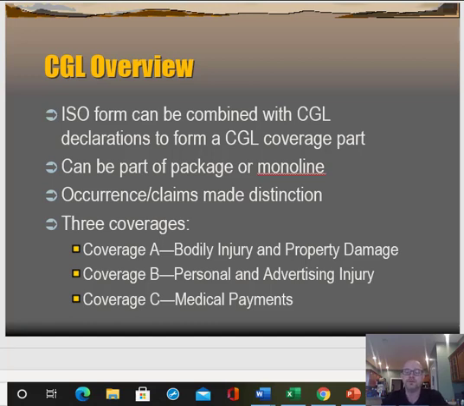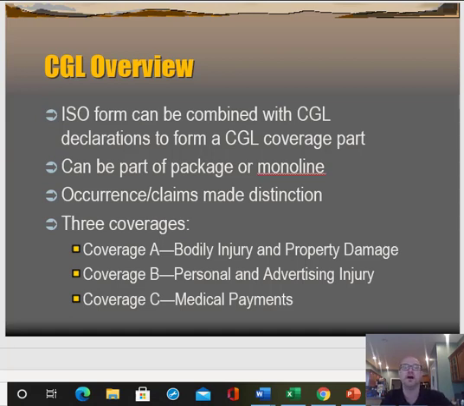All right, so where we left off in the last lecture was talking about the CGL, Commercial General Liability Policy, has three parts, A, B, and C. A is the bulk of the coverage because that's property damage and bodily injury. Coverage B is a subclass of very specific events that we'll talk about, personal and advertising injury. And then coverage C has very low limits because we aren't going to worry about legal liability for this. So we're just automatically going to pay.